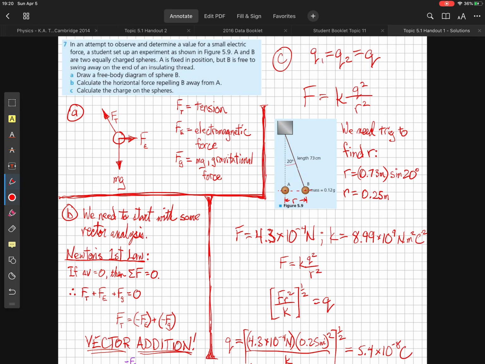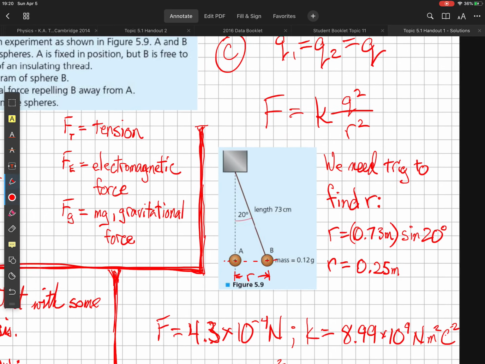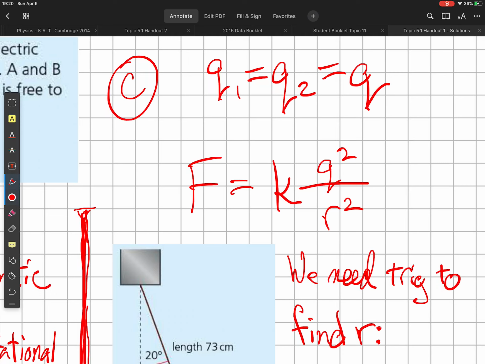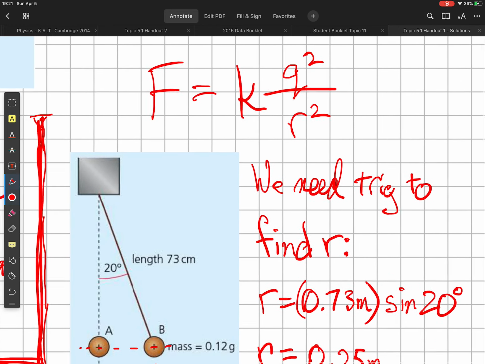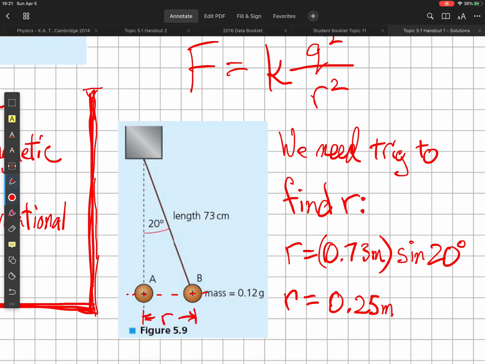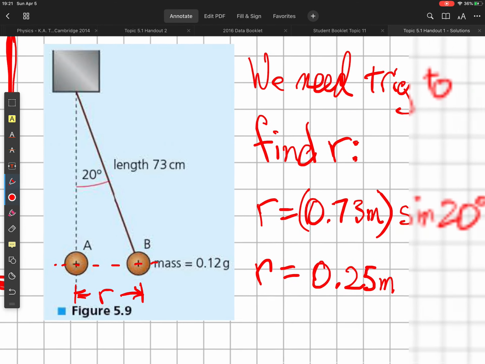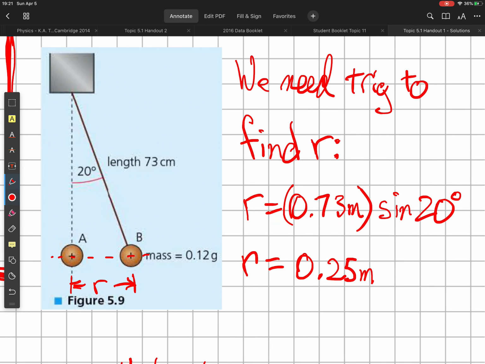For part C, we now need to calculate the charge on the spheres. So my force is going to equal Coulomb's constant times the product of the two charges divided by radius squared. We know that those charges are equal, but we still need to find the radius. However, since we're given the length, it is easy to find the distance between them. Remember, that length there is a hypotenuse. This is a right triangle. Let me just make that explicit here with my little Pythagorean box. There we go. See? Right triangle.